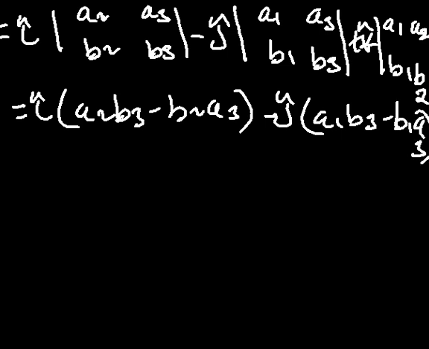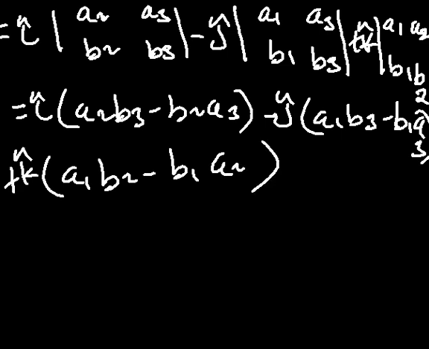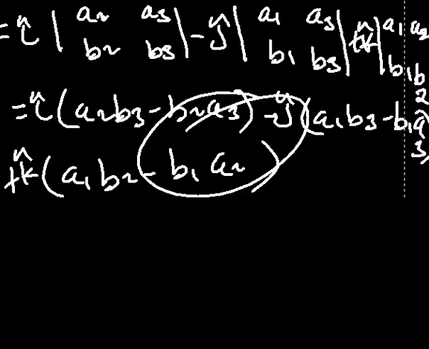We'll have that. And also for k, that is a plus. For k, we'll have a1 times b2 minus b1 times a2. So that is how we should understand the cross product of two vectors.